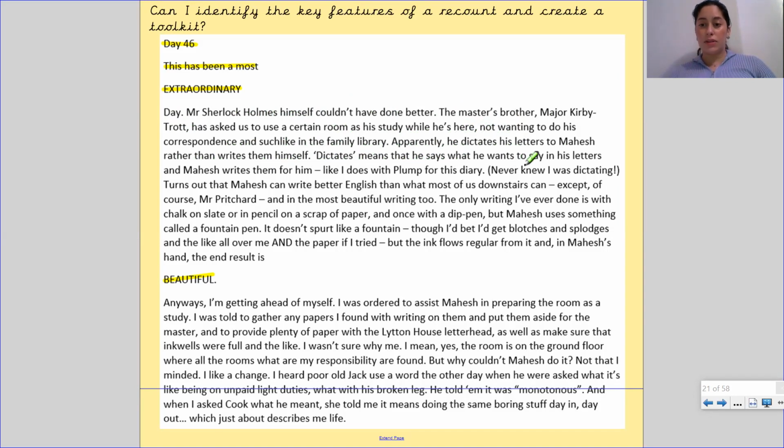Never knew I was dictating. Turns out that Mahesh can write better English than most of us downstairs can, except, of course, Mr. Pritchard, and in the most beautiful writing too. The only writing I've ever done is with chalk on slate or in pencil on a scrap of paper, and once with a dip pen, but Mahesh uses something called a fountain pen.